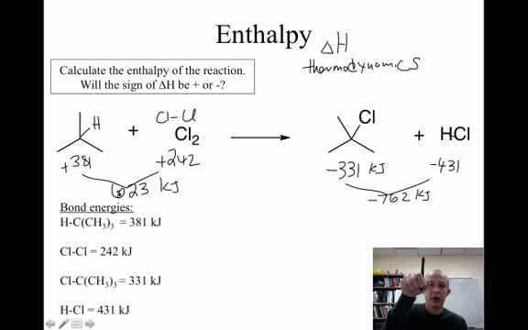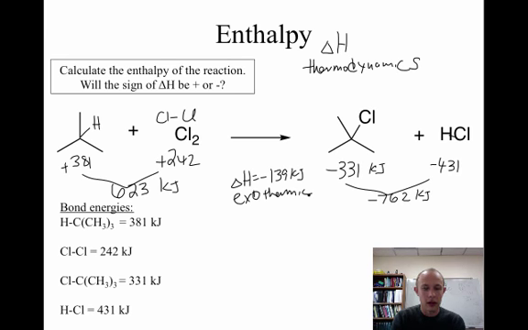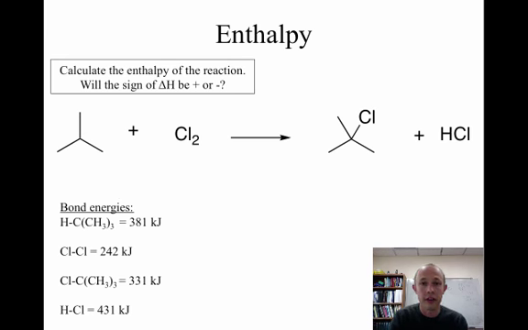So notice that we released more energy than we absorbed. We absorbed energy to break the bonds. We released the energy to form the bonds. So the delta H here would be minus 139 kilojoules, which means that it's an exothermic reaction. Let's say we wanted to draw a potential energy diagram for this reaction, just considering enthalpy.